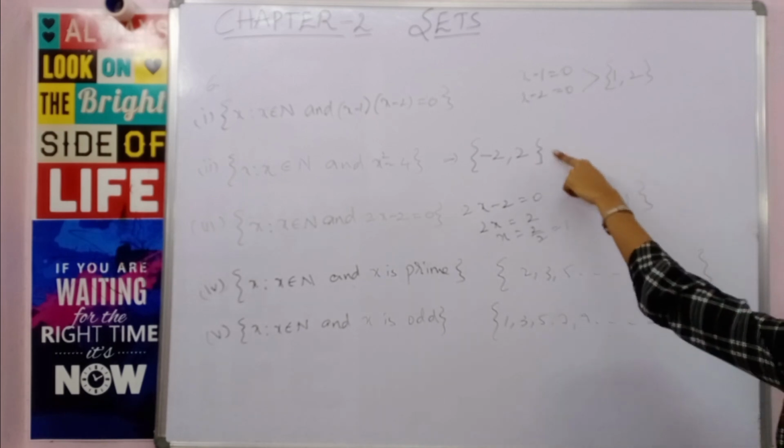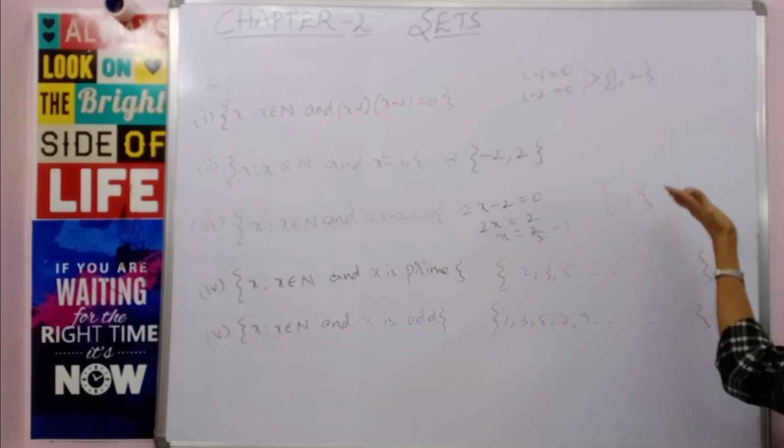And here you can see the first three sets are finite where there is a limit to the number of elements and you are able to list them.